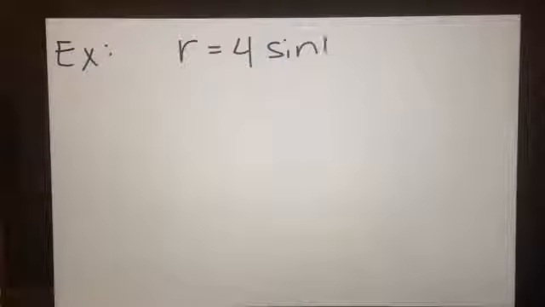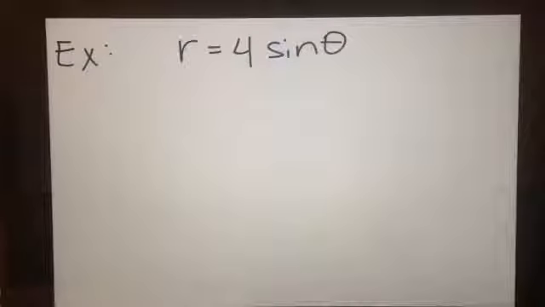All right. Now sometimes the equations get a little bit more complicated. So let's say we have an example like r equals 4 sine theta. In this case, I want to get an r squared so that I can graph the circle.